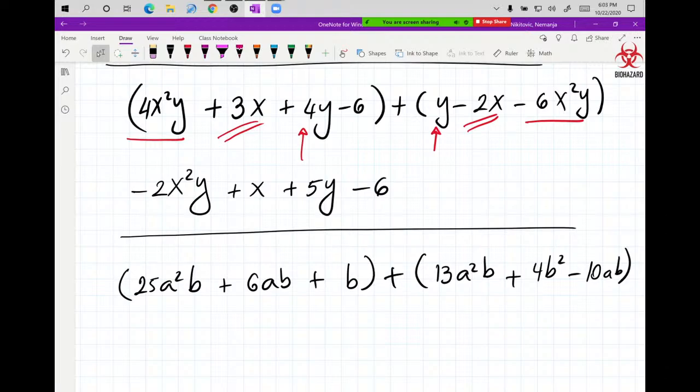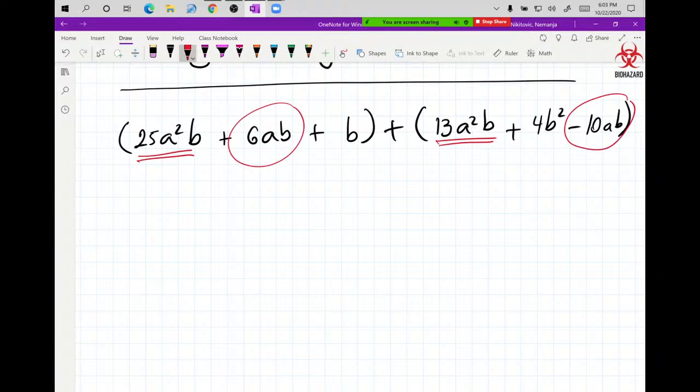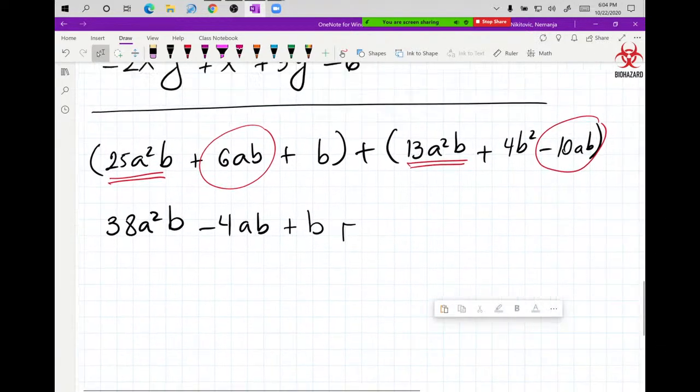All right. I hope you had enough time to think about it. These guys are like. Yeah. And these guys are like. Right. And the rest is unlike. So we have to just put those at the end. So 25 plus 13 is 38a squared b. And then 6 minus 10 is negative 4ab. And then we have plus b and plus 4b squared.